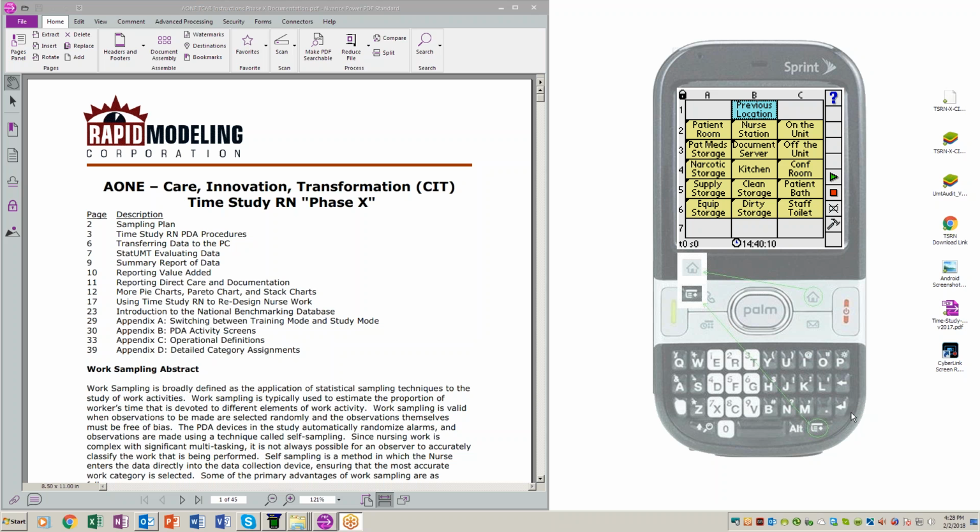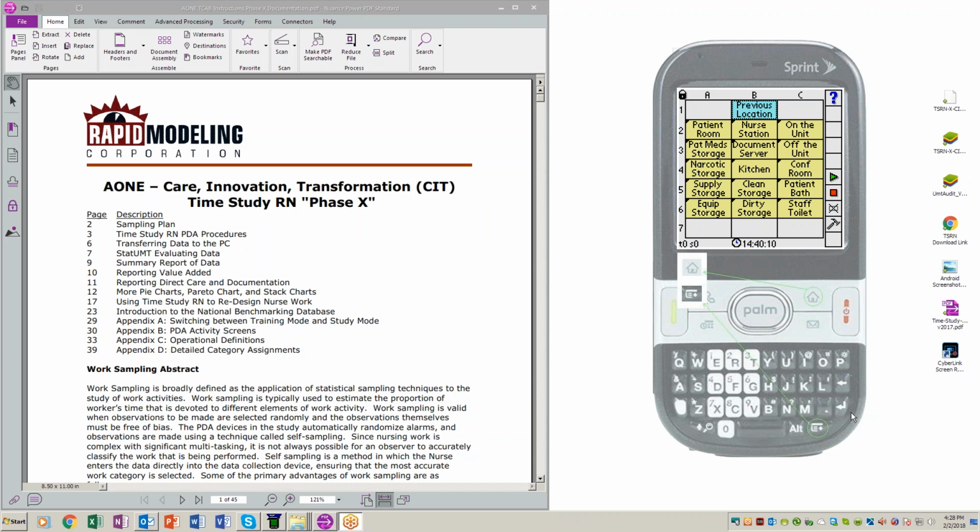TimeStudyRN measures the percentage of time caregivers spend in work activities and summarizes the time spent in direct care, value-added care, and over 100 other work activities. The software also captures the percentage of time RNs spend doing work that could be done by other resources.